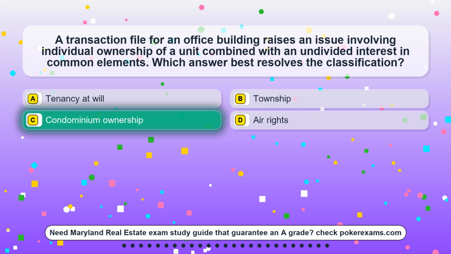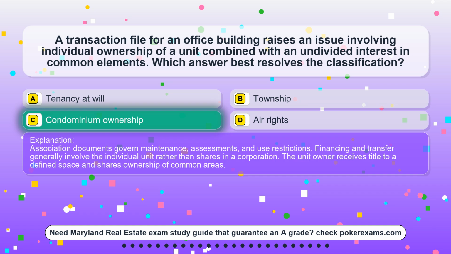The correct answer is option C, condominium ownership. Association documents govern maintenance, assessments, and use restrictions. Financing and transfer generally involve the individual unit rather than shares in a corporation. The unit owner receives title to a defined space and shares ownership of common areas.